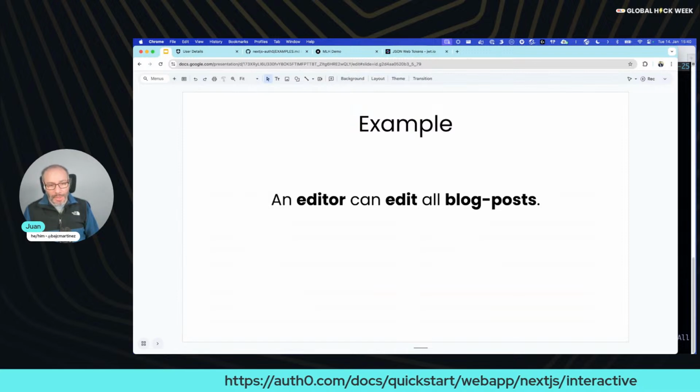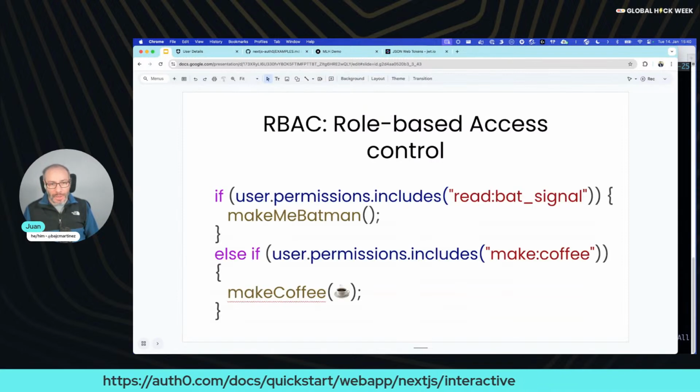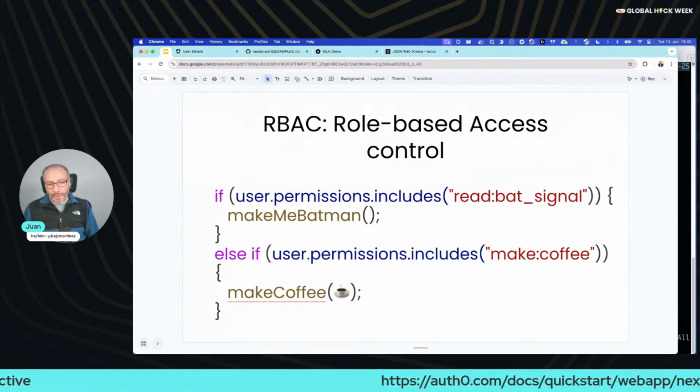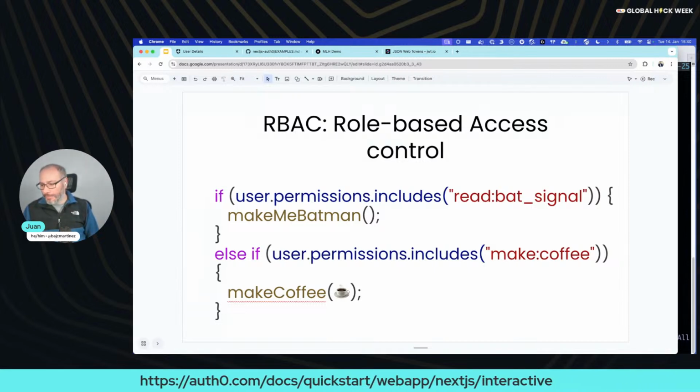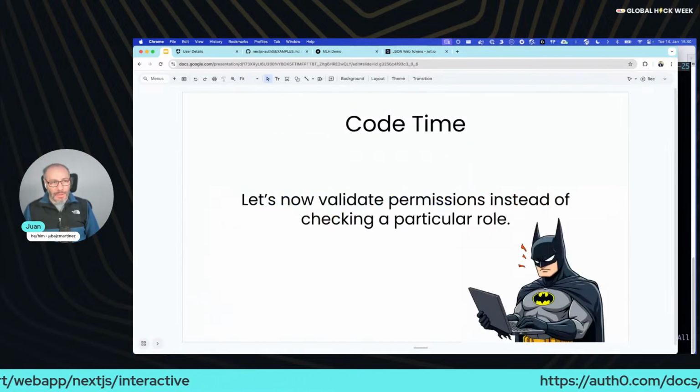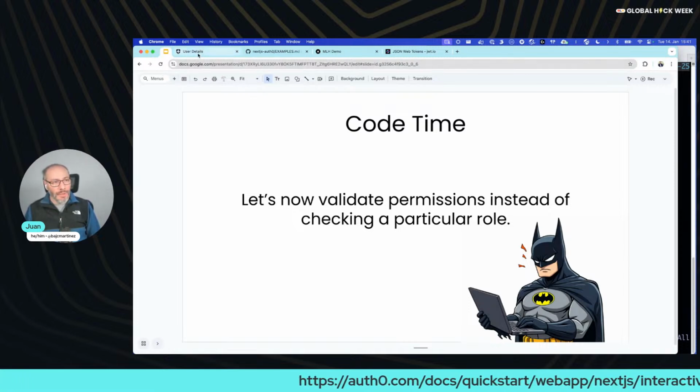And well, here's an example: an editor can edit all blog posts that we talk about. And now, when we are using something like RBAC, our if conditions will be a little bit different. The only difference is instead of using roles, we are using an array of permissions. That's basically it. And the good thing is Auth0 provides us a way to do permissions very easily.